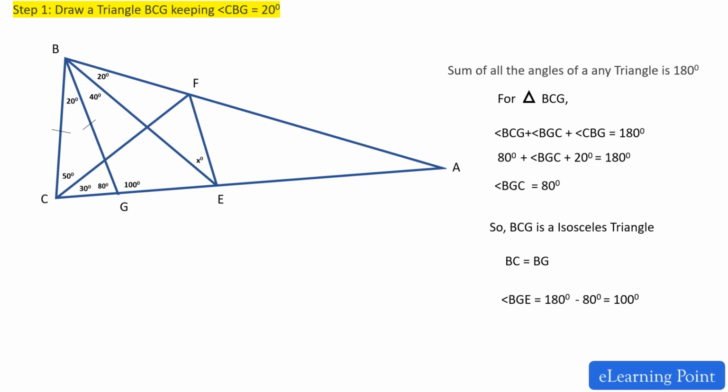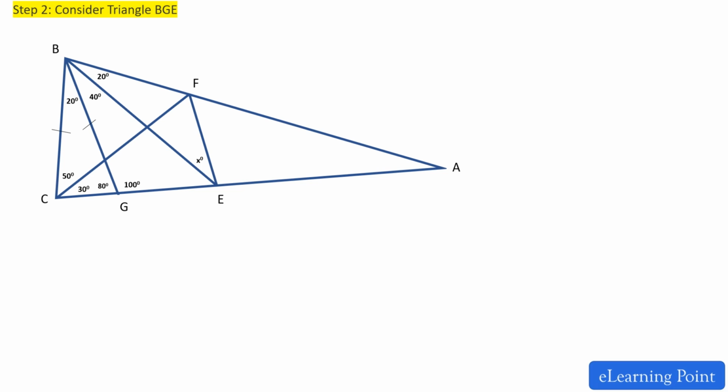So angle BGE is equal to 100 degrees. Now move on to step 2. Consider the triangle BGE. You can see in the picture here, triangle BGE. Again the same test: the sum of the angles of any triangle is 180 degrees. So for triangle BGE, 100 plus 40 degrees are the two angles, and the total sum is 180 degrees. So 180 minus 140, that is angle BEG equal to 40 degrees.